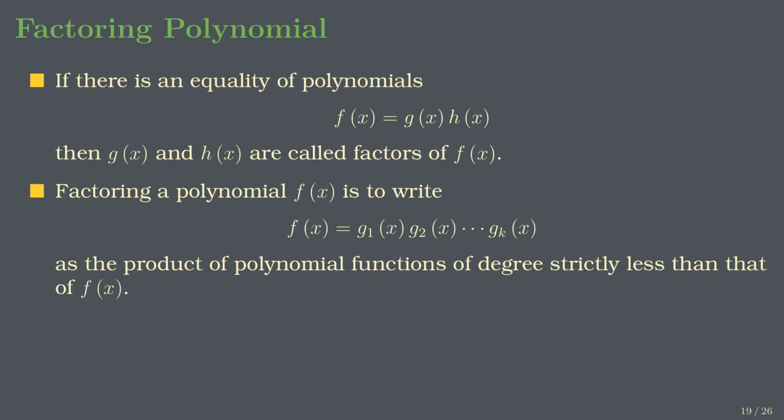So factoring a polynomial means that you try to write or express f as the product of a number of polynomial functions of degree strictly less than the degree of f(x) itself. For example, x^4 minus 1 can be written as the product of three factors. The first one is x squared plus 1, the second one is x minus 1, and the last one is x plus 1. They are all polynomials of degree strictly less than 4.